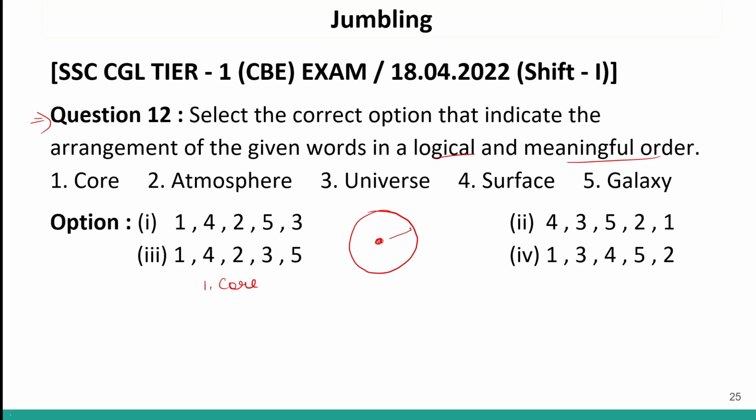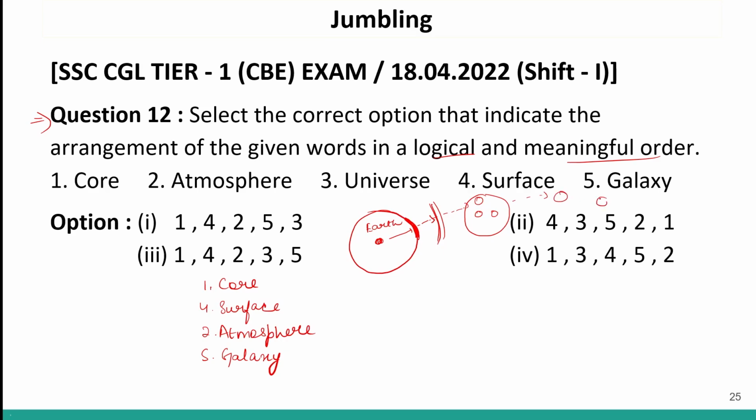Then we'll move forward and there will be the surface of the earth, correct? This is the earth. The surface of the earth will come next. After surface, if we move forward, we'll have here the atmosphere of the earth. Now, if you keep moving forward, there will be other planets. We will have a galaxy. And if we keep moving forwards, there will be many galaxies in the universe.